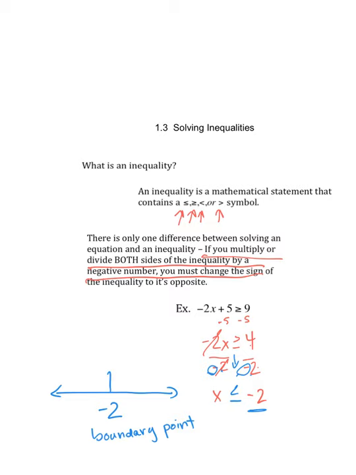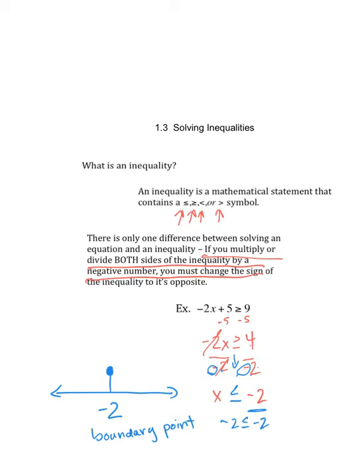Yes, it is. Yes, ladies and gentlemen, negative 2 is in fact less than or equal to negative 2. That is a true statement. So to show that the boundary point is a solution, we would put a closed circle. And if it was not a solution, it would be an open circle, signifying that everything up to but not including that point was a solution.